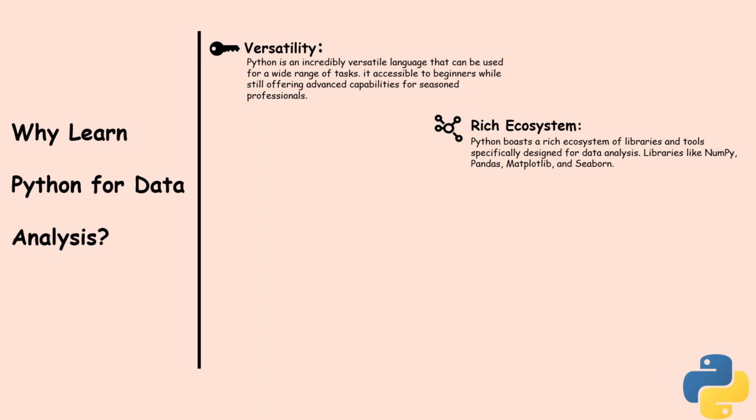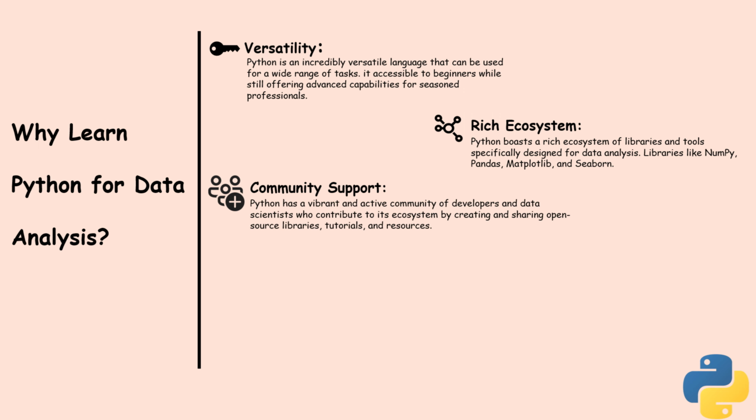The third point we'll be talking about is community support. Python has a vibrant and active community of developers and data scientists that contributes to its ecosystem by creating and sharing open source libraries, tutorials, and resources. This community-driven approach ensures that Python remains up to date and also remains relevant in the rapidly evolving field of data analysis. And according to statista.com, Python has a community size of 15.7 million people.